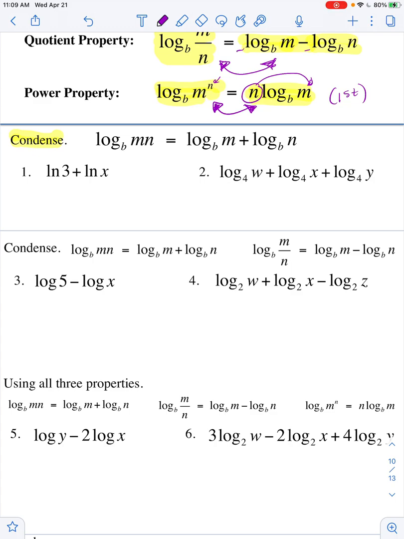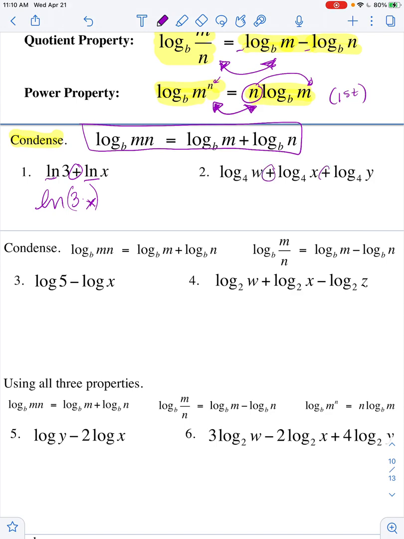Looking at these first examples, again, the base is always the same, so both of these are ln, therefore base e. They're separated by addition. I'm using my first property. I'll put them together as one thing, 3 times x, or just 3x. If you like parentheses, that's fine. Not necessary, but it's fine.